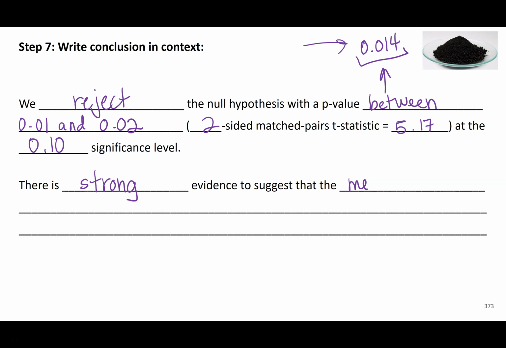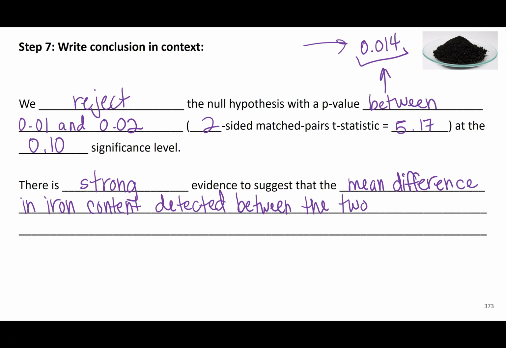So that the mean difference in iron content detected between the two methods, and I'll probably put it in here, so chem analysis and X-ray analysis, is not 0.